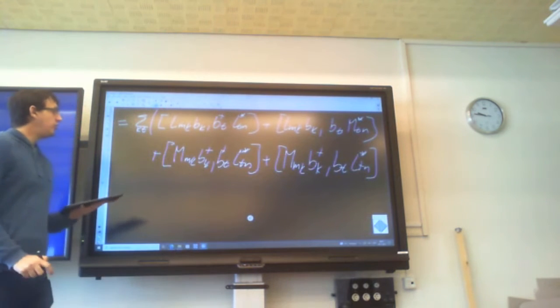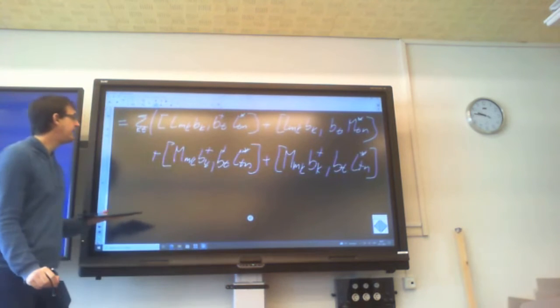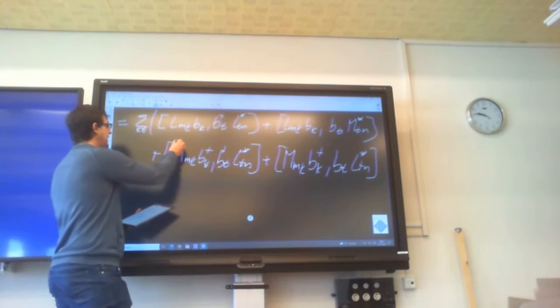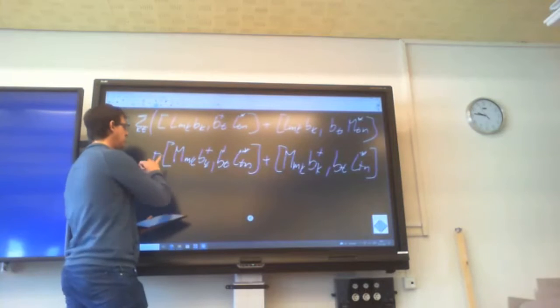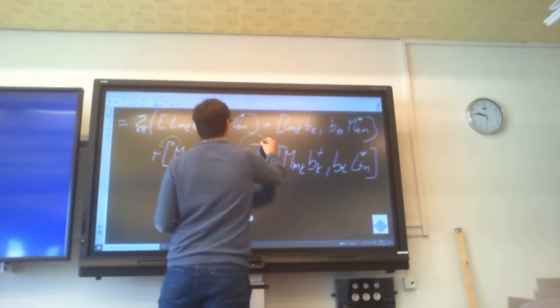Okay. Again, these M's are only numbers, or commutators which commute with everything here, so they can be pulled out very easily.